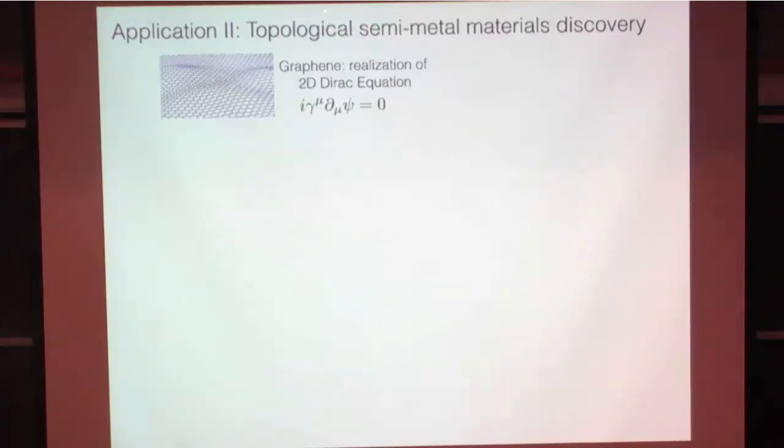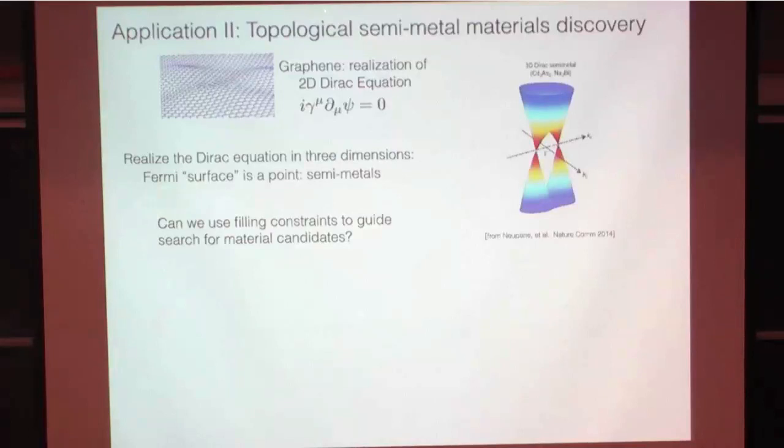Okay, and another application I want to mention is how you could use a constraint like this to motivate materials discovery. So one thing people have been interested in very recently are these so-called topological semimetals. So the basic idea is many people are familiar with graphene, so a two-dimensional sheet. And if you look at the effective field theory for the graphene, it's basically the two-dimensional Dirac equation, the massless Dirac equation. So it's natural to ask whether you could generalize this to higher dimensions. Could we realize in some material the three-dimensional Dirac equation? So these are the so-called three-dimensional Dirac materials.